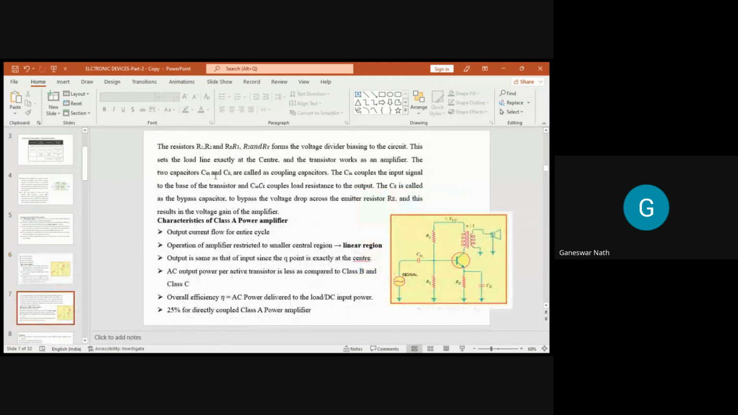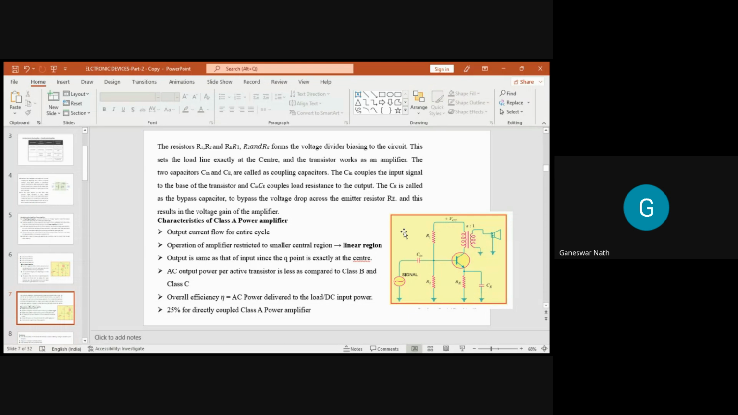Now, the resistors R1, R2, and RE form the voltage divider biasing circuit, and this sets up the load line exactly at the center, and the transistor works as an amplifier. As I told you, you can see R1, R2, RE, and this forms a simple voltage divider circuit.